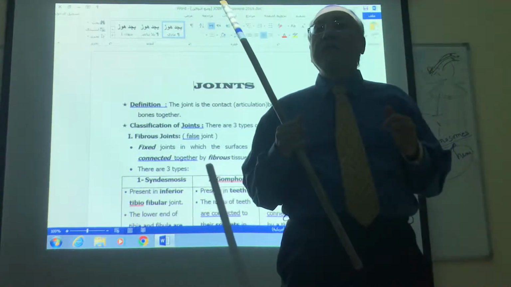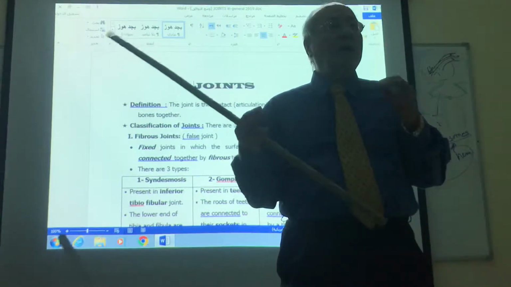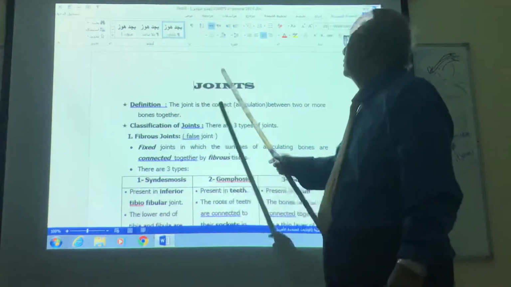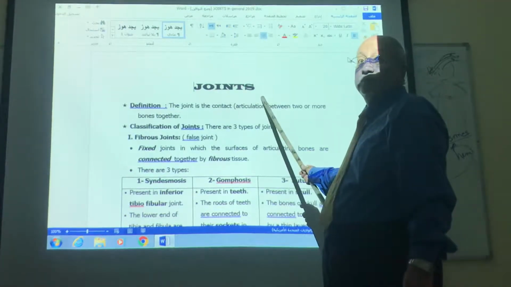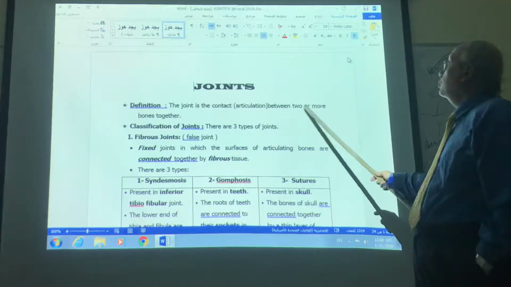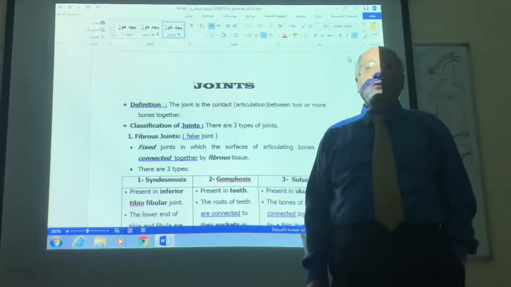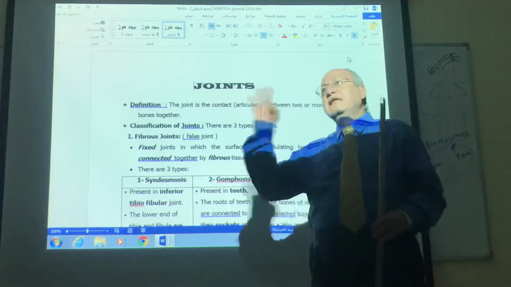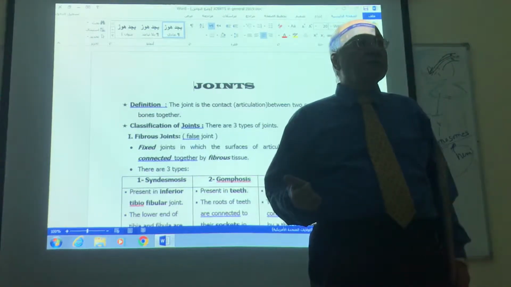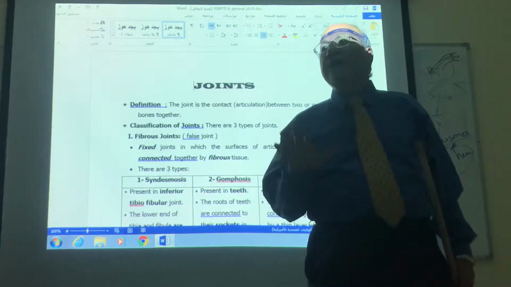In Arabic, it means تمفصل. When a bone meets another bone, the result is that they articulate with each other and make a joint. Therefore, joint is contact or articulation between two or more bones. What are the classifications of joints? There are three types of joints: fibrous joint, cartilaginous joint, and synovial joint.